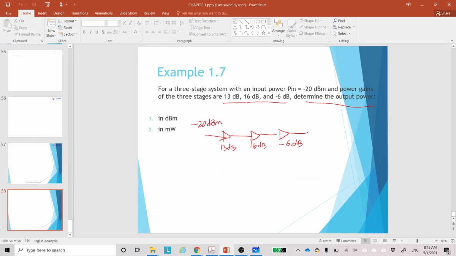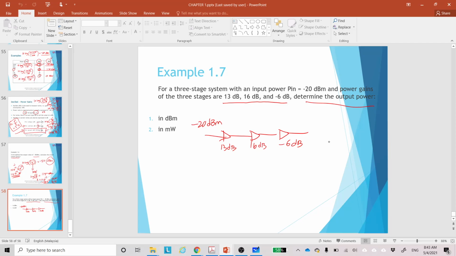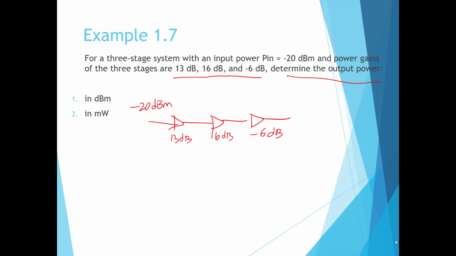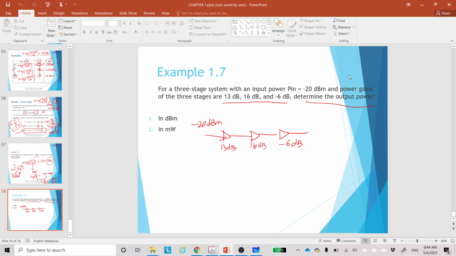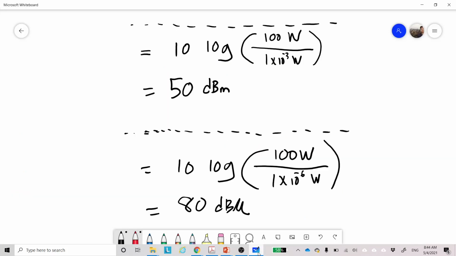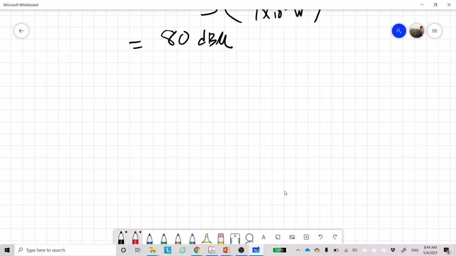Last week we learned up to example 1.7. Okay, example 1.7. For a three-stage system with input power P in of minus 20 dBm, and the power gains of the three stages are 13 dB, 16 dB, and minus 6 dB. Determine the output power. Okay, so I will draw it here.